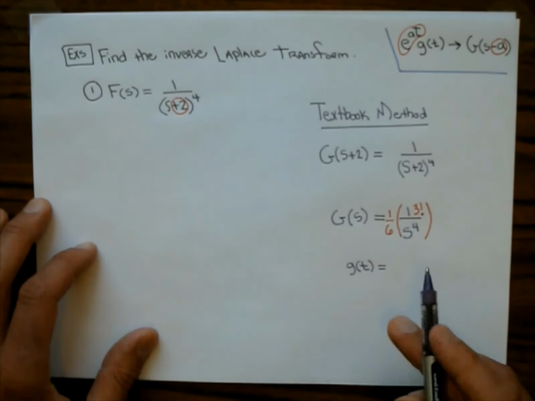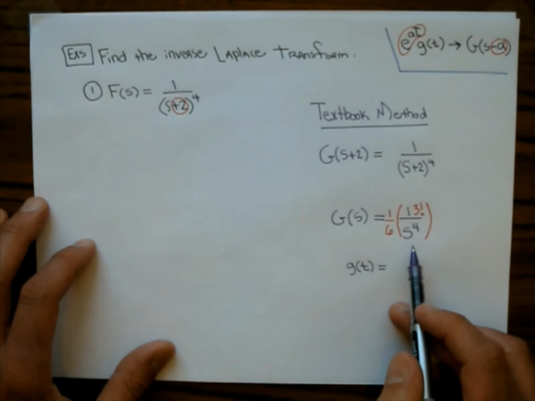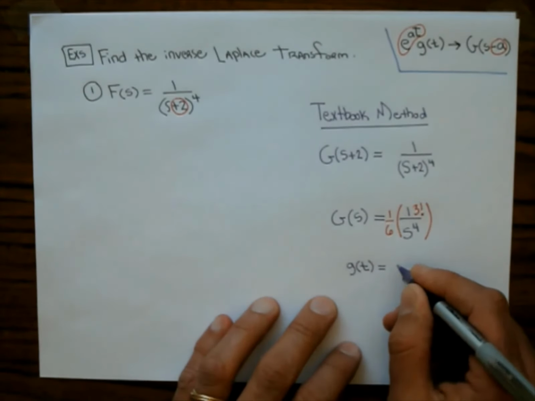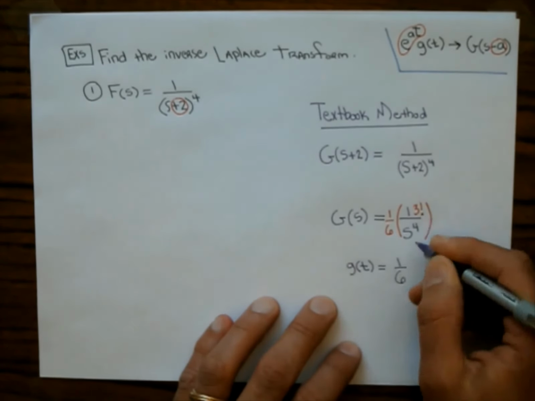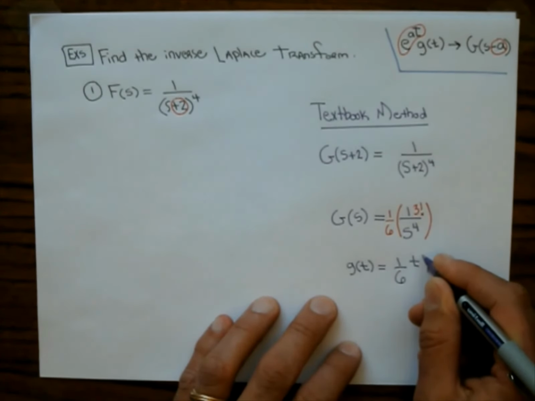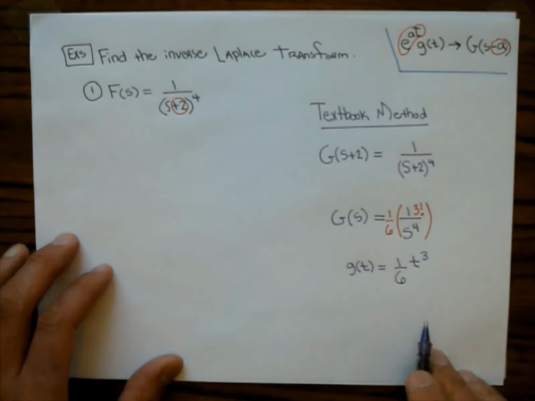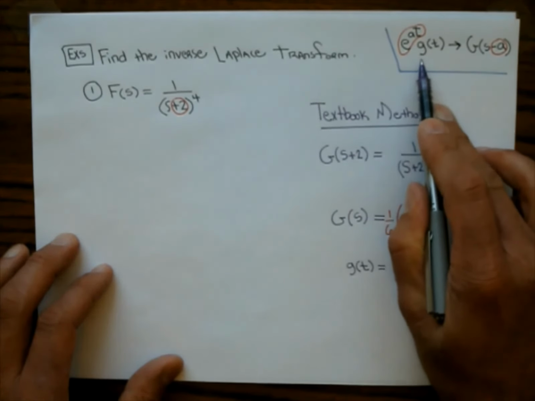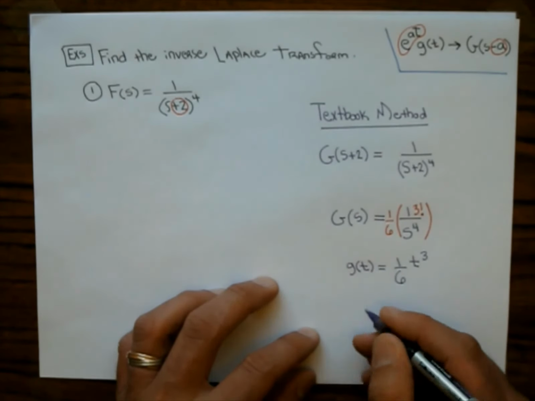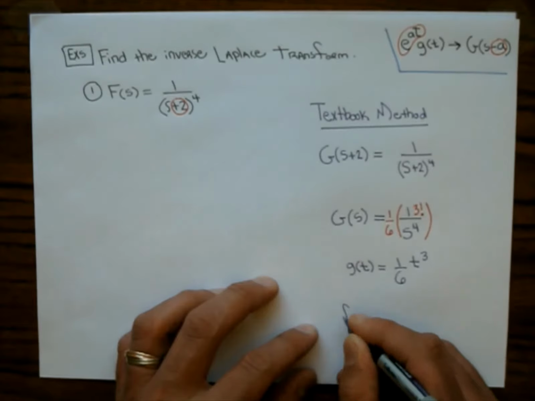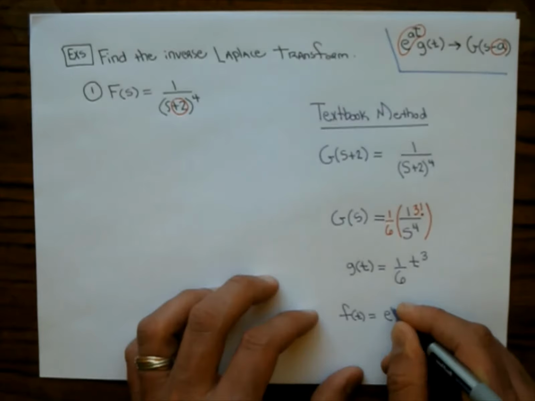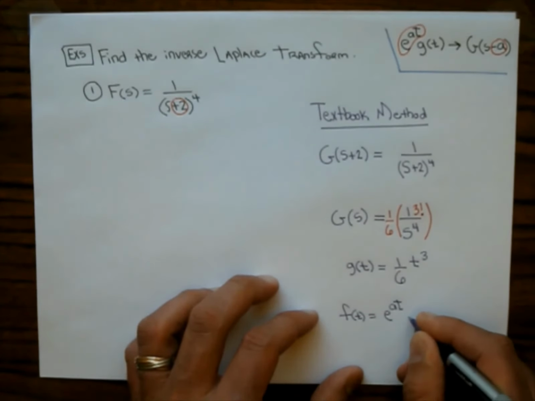Okay, so now we're ready to energize, and let's see what planet we take this thing to. We're taking it back to the land of t. I have the 1/6, and this is now going to become t to the 3rd. Okay, so I'm looking at my roadmap up here. So what I need now to get the whole answer, to get f of t, little f of t, is I need to go e to the at times g of t.